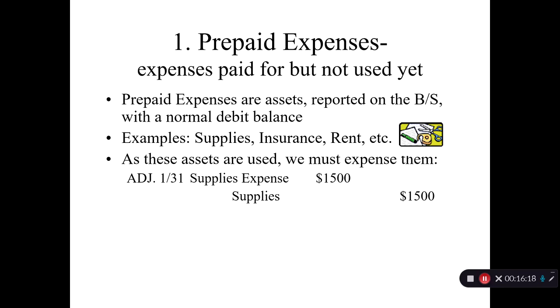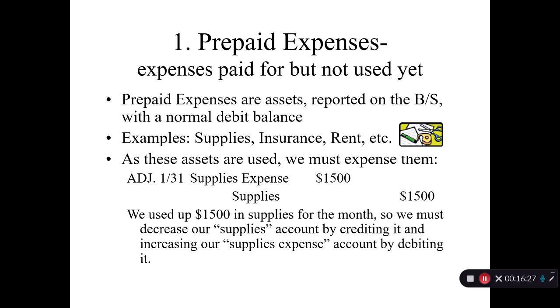So we're increasing supplies expense, which is an income statement item, and we're decreasing an asset, supplies, which is a balance sheet item. So that's what it is. We used up our supplies for the month, so we're decreasing our supplies by crediting the account and increasing our supplies expense.